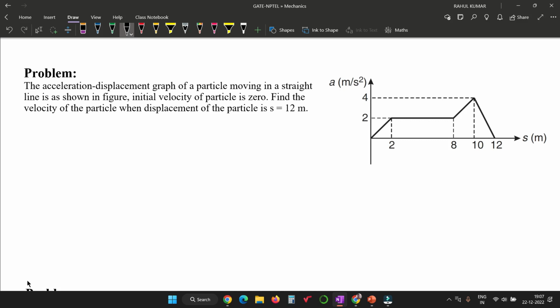So what is the answer? 6.928. How much? 6.928. Okay, so what is it in the irrational form, I mean in the square root? Root 48. Yeah, that is correct.